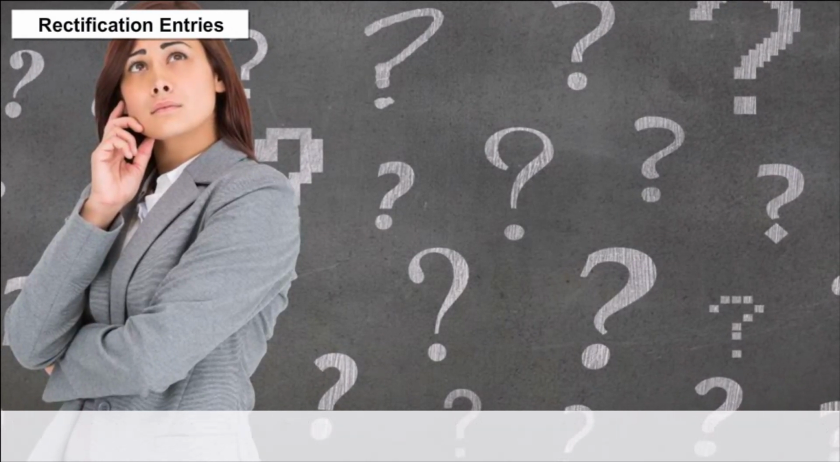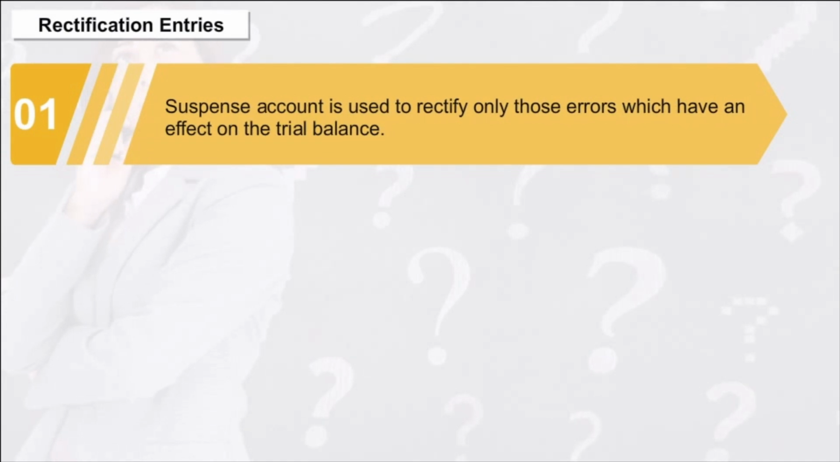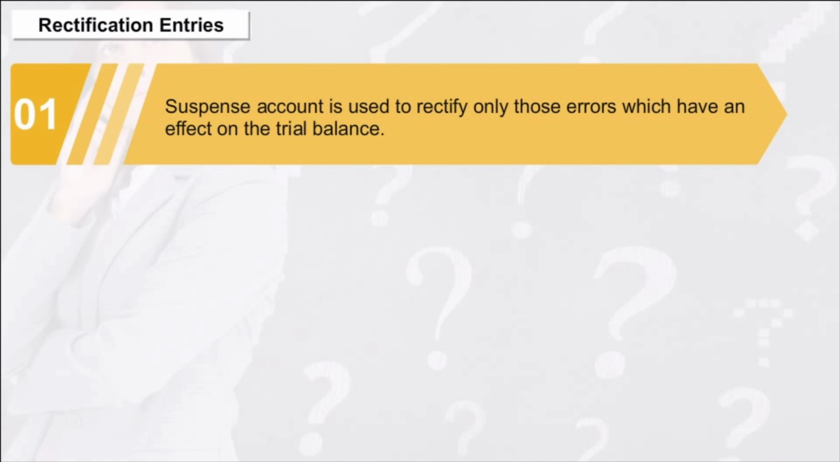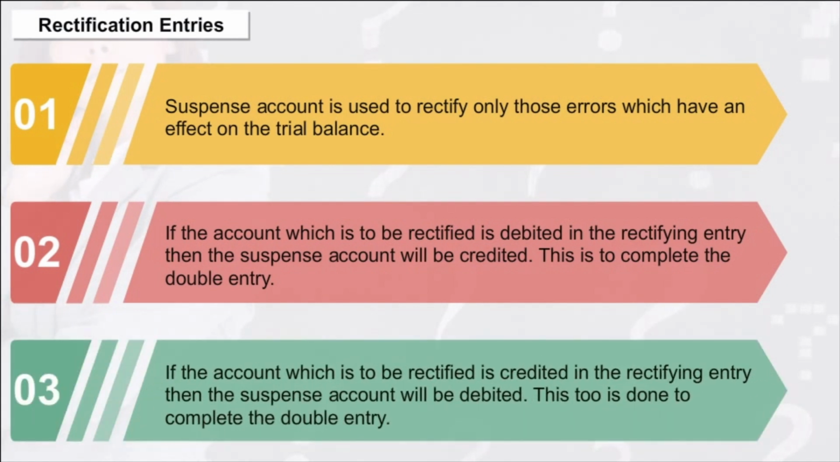Rectification entries. While passing the rectification entries with the help of suspense account, certain points are to be taken care of. These are: 1. Suspense account is used to rectify only those errors which have an effect on the trial balance. 2. If the account which is to be rectified is debited in the rectifying entry, then the suspense account will be credited. This is to complete the double entry. 3. If the account which is to be rectified is credited in the rectifying entry, then the suspense account will be debited. This too is done to complete the double entry.